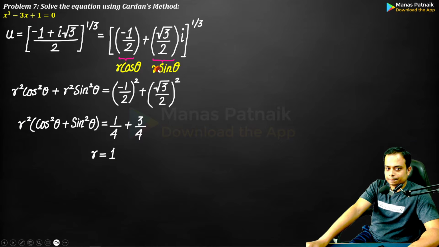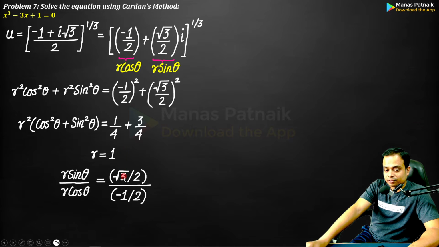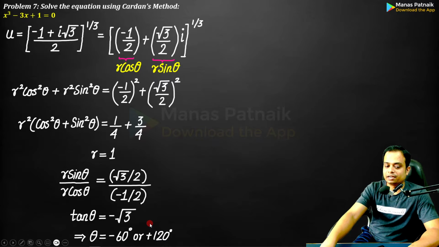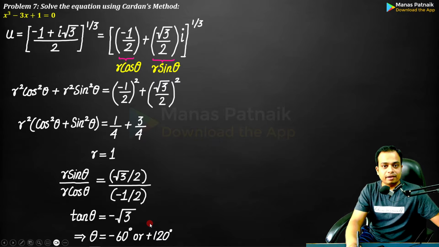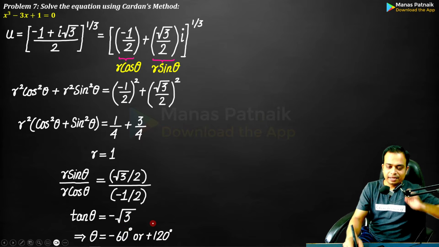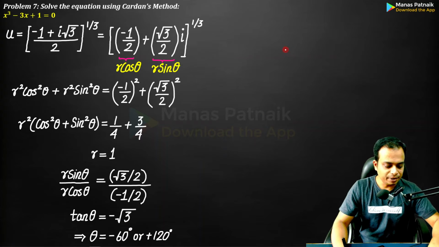The next thing to do is to get the value of theta. r sin theta, which is root 3 by 2, divided by r cos theta, which is equal to negative half. This is what you get. And the result is tan theta is equal to negative root 3. If you punch this value in a calculator, what you get is theta. Theta will work out as negative 60. You'll see a negative value in your calculator, right? But sir, what does this negative value indicate? Allow me to give a demonstration.